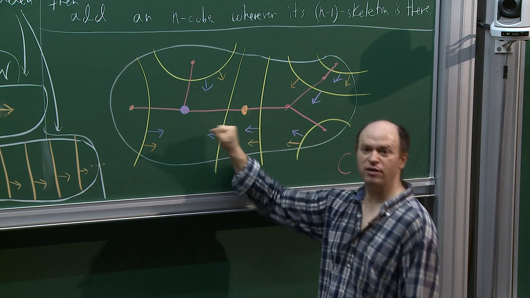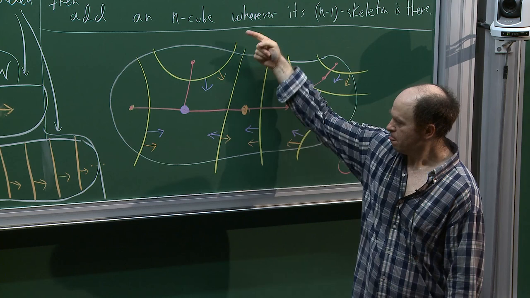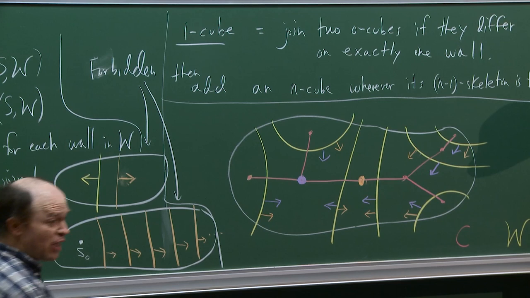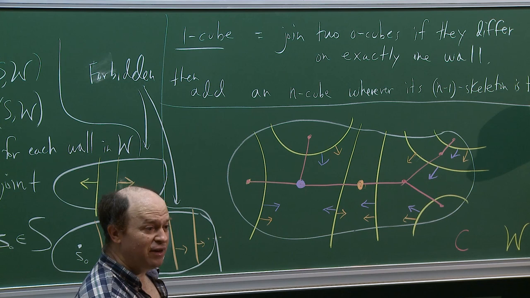Okay, and so this one cube over here between the purple and orange zero cube is associated specifically to this wall. So now you see a one cube. Right? And now you know the one skeleton, although it's going to get more complicated. There weren't any higher cubes to add, right? Because we don't see there one skeleta. It's a tree.